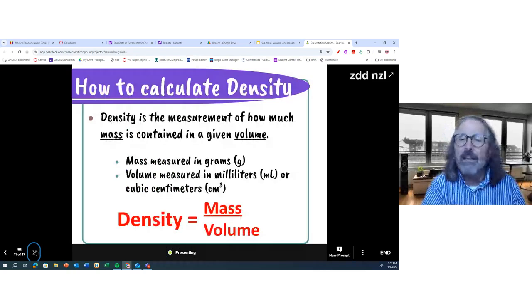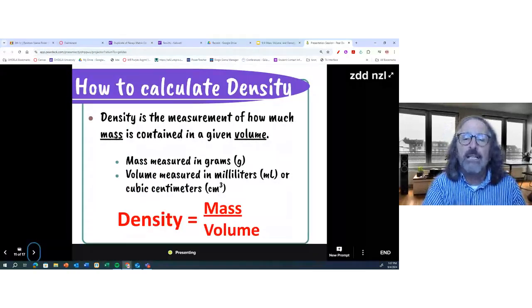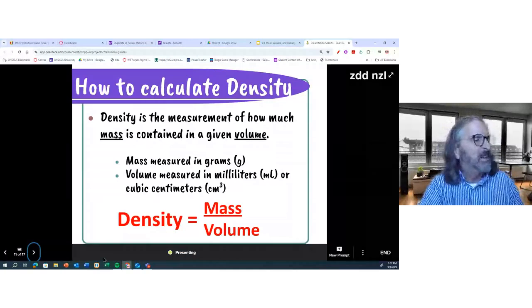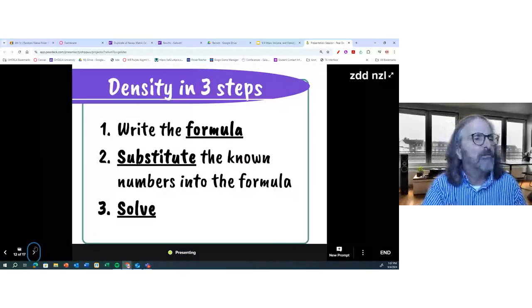So in density, the measurement is how much mass is contained in a given volume. So here is our formula. Density is mass divided by volume. And those are the examples of what today's assignment looks like. Okay, so we write the formula. That would be our first step.